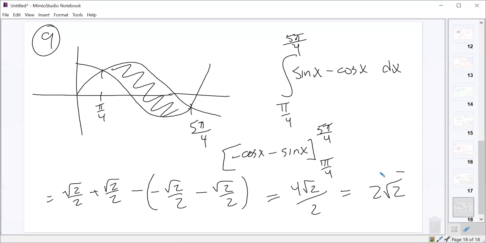Everybody good there with number 9? Cool. And then the last one somebody asked for was number 8, which we just did a couple minutes ago. So unless there are any other questions on any of those, I think that is it. Anybody have any other questions?